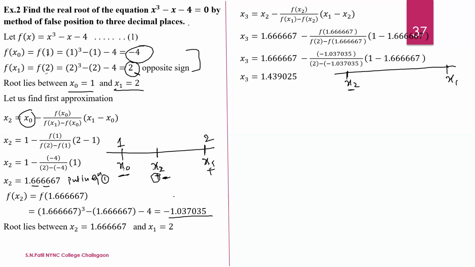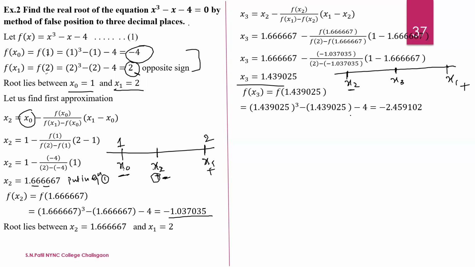Now see, the root lies between x2 and x1. f of x2 is negative, we have just checked, and x1 we already calculated, f of x1 is positive. Now we shift the chord, then here x3. Let us check the value of the image of x3. For that, substitute the value of x3 in equation 1. The resultant is negative. It means the root lies between x3 and x1.